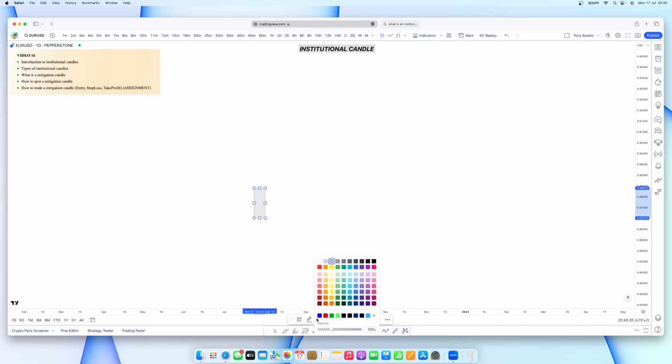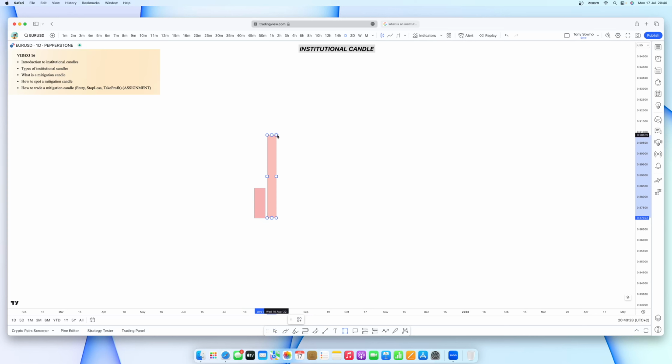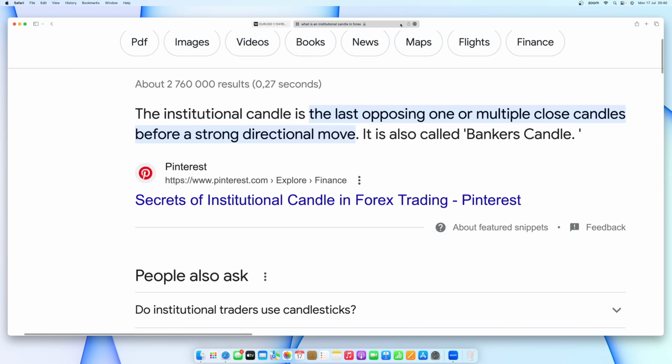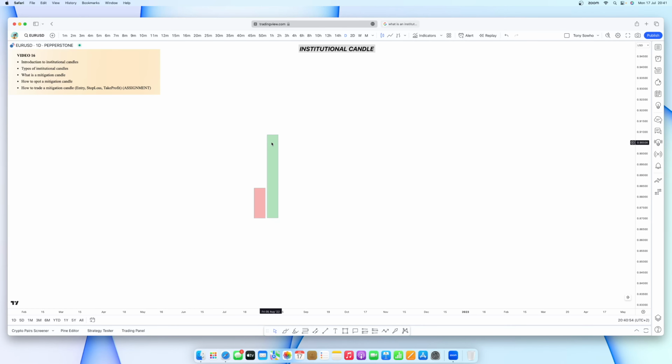So we can make this red, and that is price giving us red, and then the next candle that's going to print is going to be a big candle in the opposite direction. So this red candle is the institutional candle according to what this definition is saying. The institutional candle is the last opposing close candle before a strong directional move. So this is a strong move to the upside, and this is the last candle before the up move.